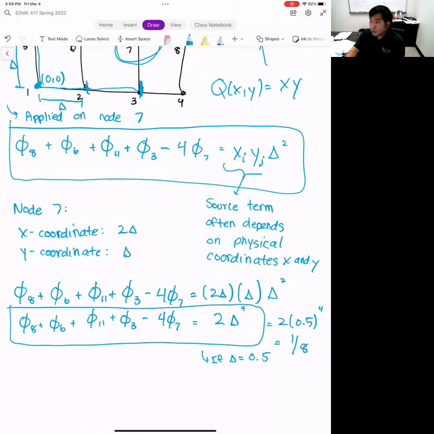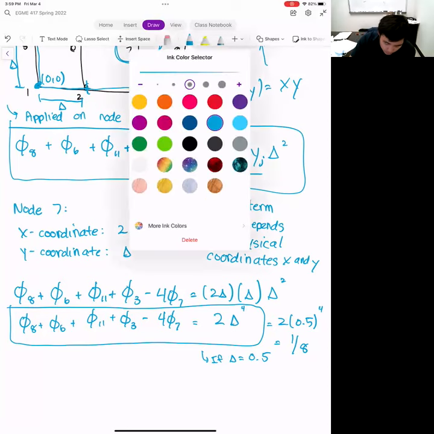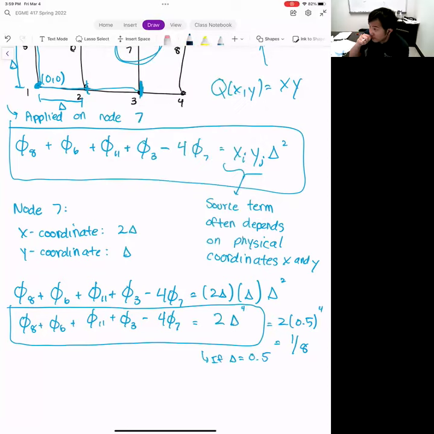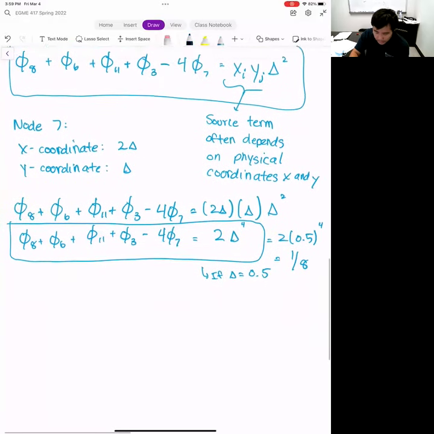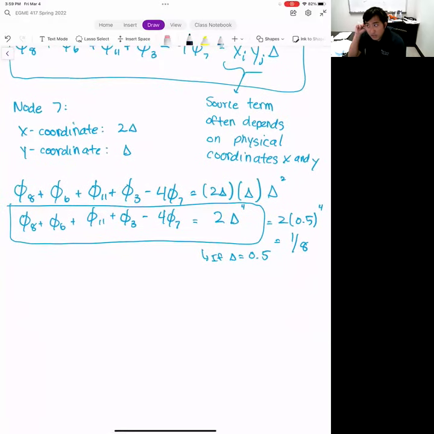All right, so that's how you handle the source terms. And so remember, the source terms are usually given to you as functions of x and y. And so all you have to do is just plug in the physical x and y coordinates of the node that you're solving for. Okay. So that's source terms, right? And so make sure you know how to do that for the exam, because that's going to be important. And so the next thing that we're going to have to work on is boundary conditions.